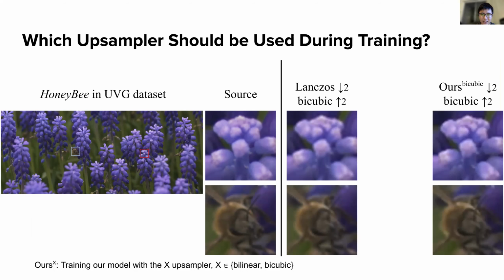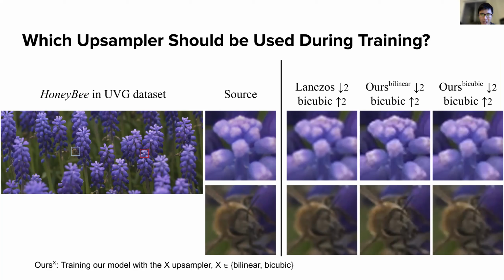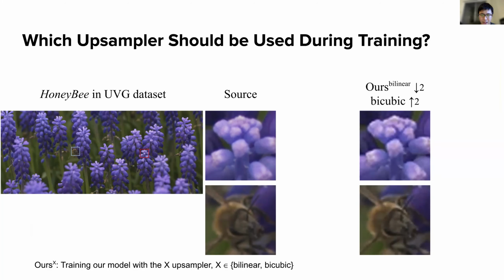When we replace Lanczos by our model, which is trained with bicubic upsampler, we got more details preserved, which looks better. Interestingly, when our model was trained with bilinear and tested on bicubic, the results look even sharper at first glance. But you might want to be careful about this seemingly good result. It is sharper than the source video. This overshoot result is not what we want in video compression because it is also considered as fidelity loss.